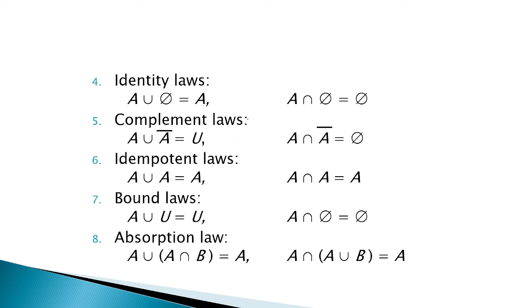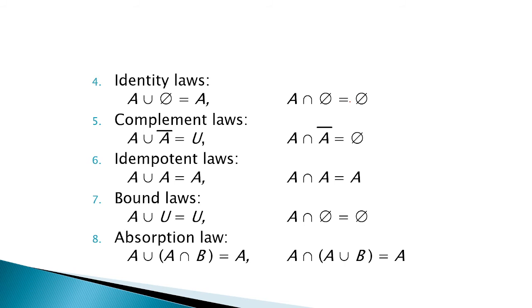Now, the idempotent law is like multiplying with itself. A union A is still equal to A, and A intersection A is equal to A as well. Now, we have the bound law. This is when it comes to the boundaries, which are our universal set and our null set. So, operations with those boundaries. A union U, obviously, is the universal set. And A intersection with the null set is also the null set. We also saw that in the identity law.